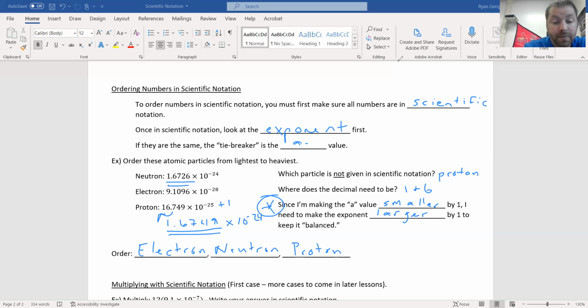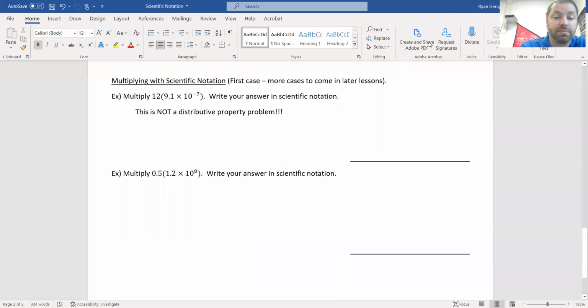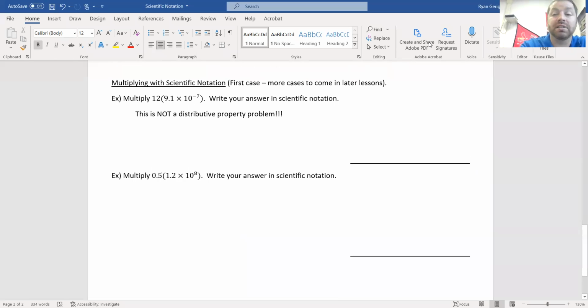Okay, now, if I hadn't changed this to scientific notation like that, most people would have neutron and proton switched because of what I said at the top. That's why it's important to get them in scientific notation first. Last part of this video is multiplying with scientific notation. This is the first case of this. We will have more cases coming up in later lessons.